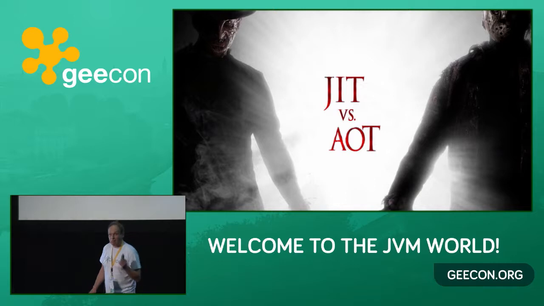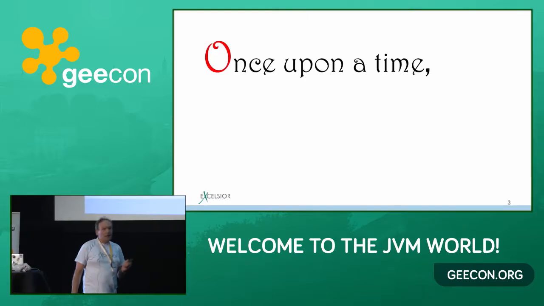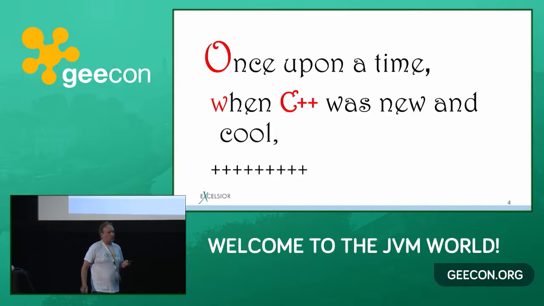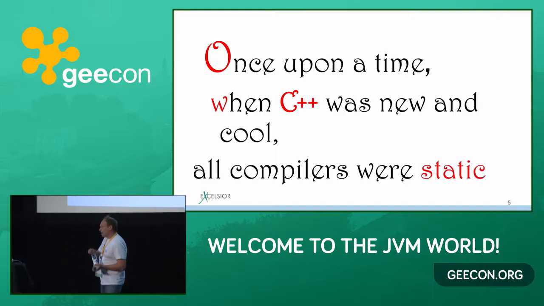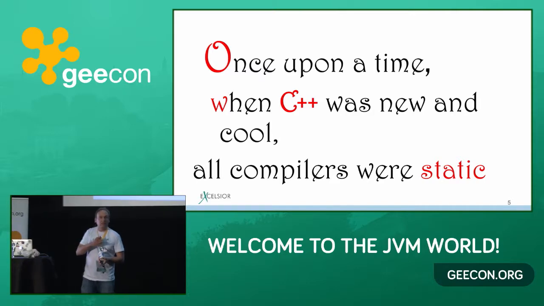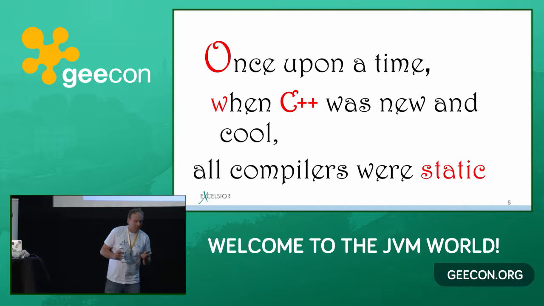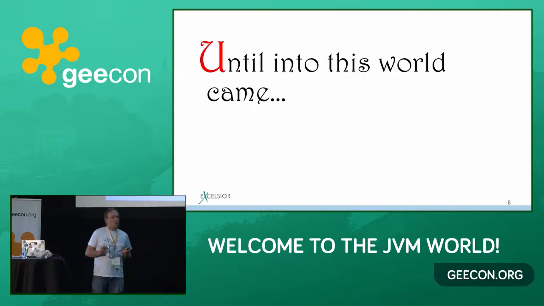And every epic story should begin with once upon a time, when C++ was cool and new, all compilers were static. C++ was compiled statically, Pascal was compiled statically, and even Fortran was compiled statically. Until into this world came Java.